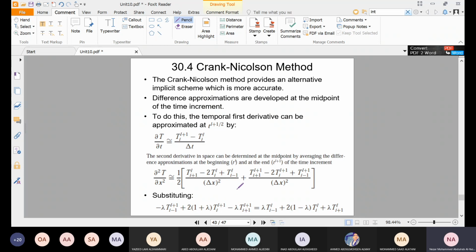If we look at this method here, both methods that we studied before, the explicit and the simple implicit, are first order in time. Crank-Nicolson is second order in time. Why second order in time? Because here we represent the second derivative by two terms, not only one, and we take the average.